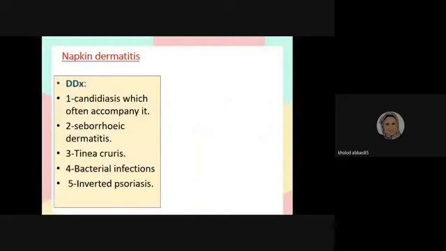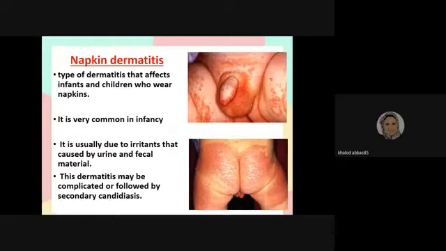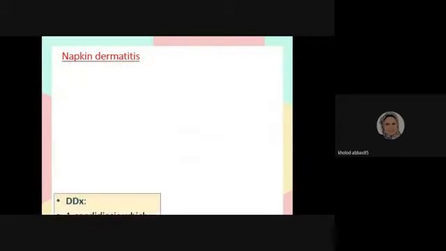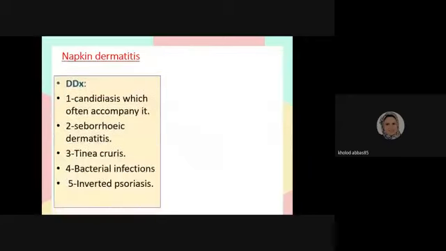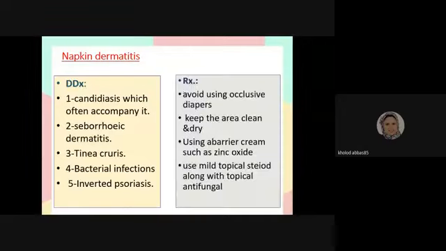Differential diagnosis of napkin dermatitis, as we said in this picture: candidal infection, fungal infection such as tinea cruris, seborrheic dermatitis, bacterial infection, and inverted psoriasis. These are the differential diagnoses of napkin dermatitis.